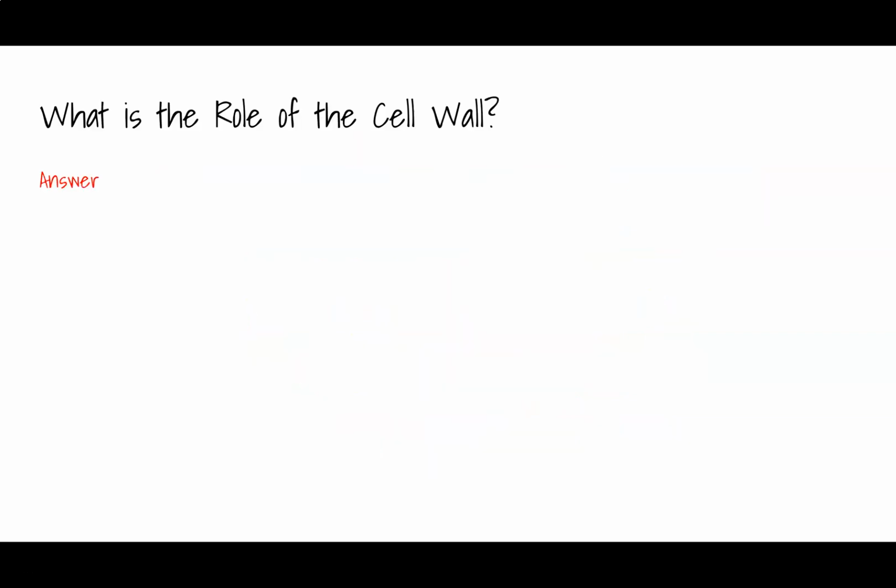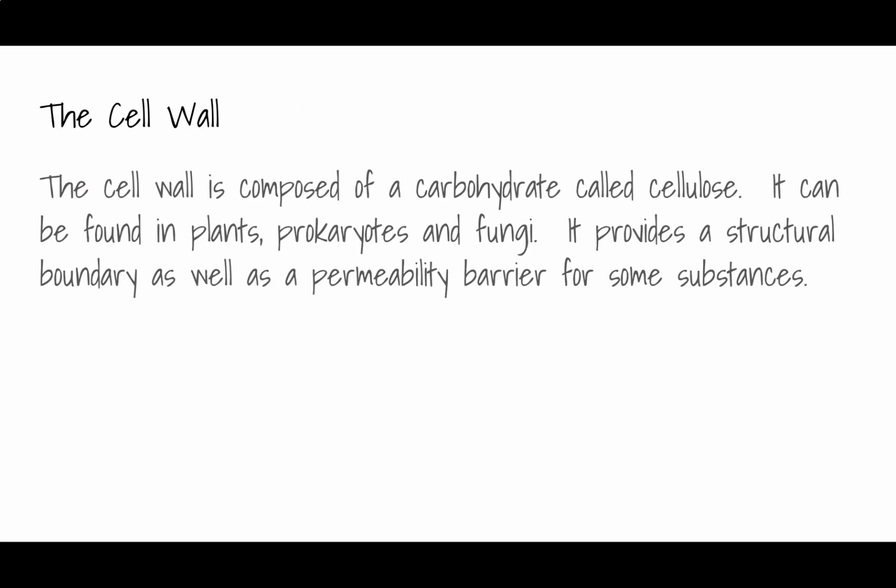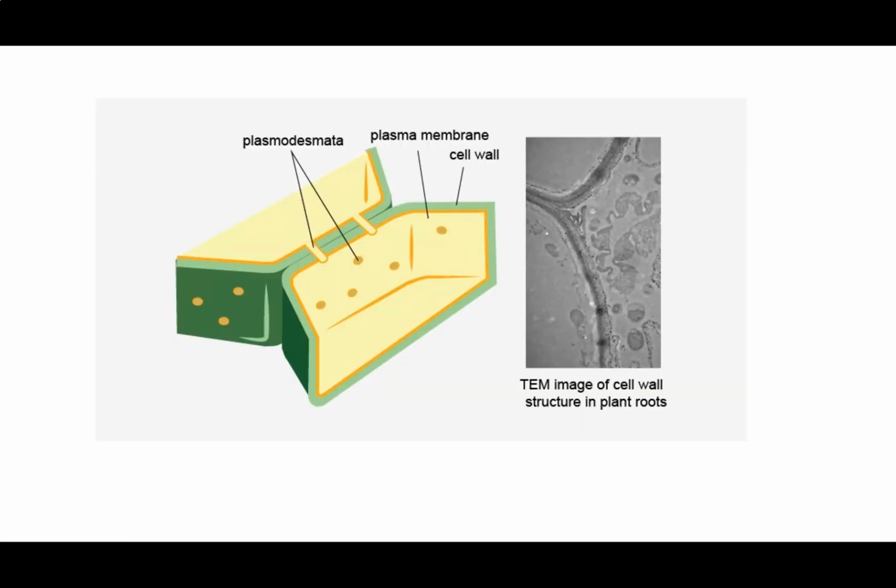What is the role of the cell wall? Well, plants have a cell wall. We don't have a cell wall. The cell wall is a non-living carb known as cellulose, and it can be found in plants. Easy. Some prokaryotes and some fungi are going to have it, and all of the fungi will have it. These give you a boundary, which is nice, and they're going to let some stuff in and some stuff not get in. So the cell wall is a non-living carbohydrate base called cellulose.